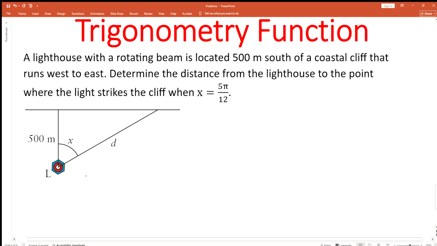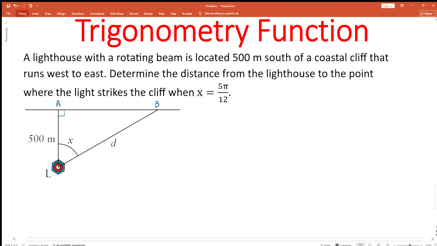We are given a diagram for this problem. In this diagram, L represents the lighthouse. In this triangle, side AB represents the cliff. We have to find the distance from the lighthouse to the point where the light strikes the cliff. That's distance D, the length of side LB. This is a right angle triangle because the coastal cliff runs west to east and the lighthouse is 500 meters south of this coastal cliff. We have to find the value of D when the angle X is equal to 5 pi over 12.